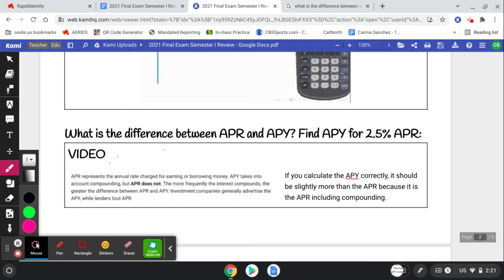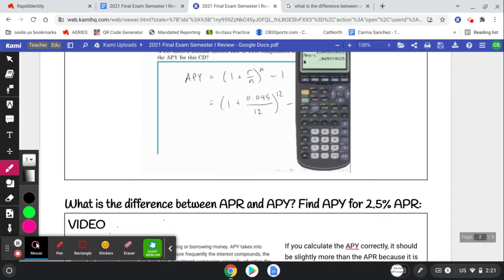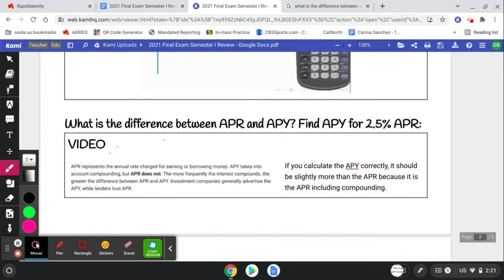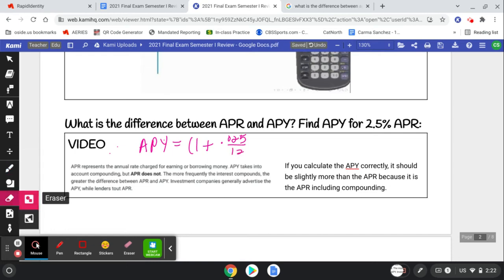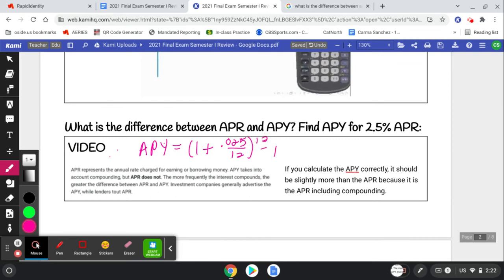All right, let's go do a calculation using the formula from right up here. So here we see how we want 1 plus the rate over the number of times compounding. So we're going to go APY equals 1 plus the rate, 0.025. And we're going to go with monthly compounding for this example. And then to the power of, if you look up here, n, which means another 12, and then minus 1. So the n goes in both the denominator and as the exponent.